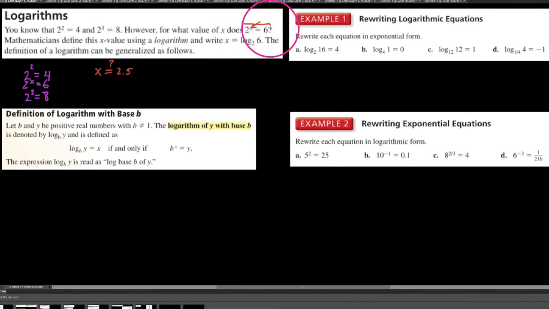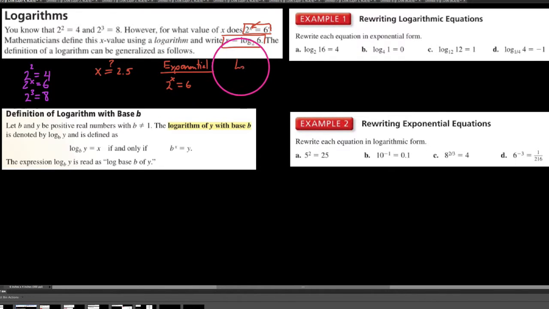And so what we want to say is that these two statements right here are essentially equivalent. We're going to talk about an exponential expression. This exponential expression, of course, is 2 to the power of x equals 6. We can see that this is exponential because our exponent is our independent variable here.